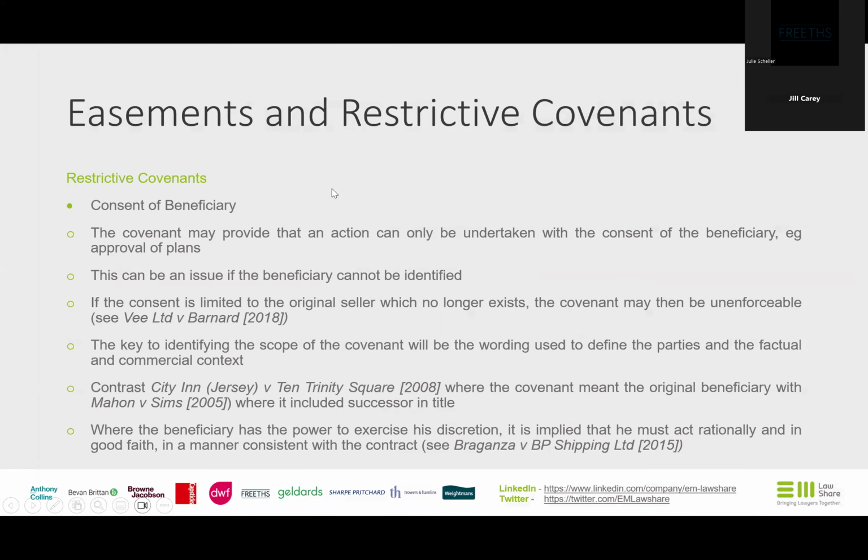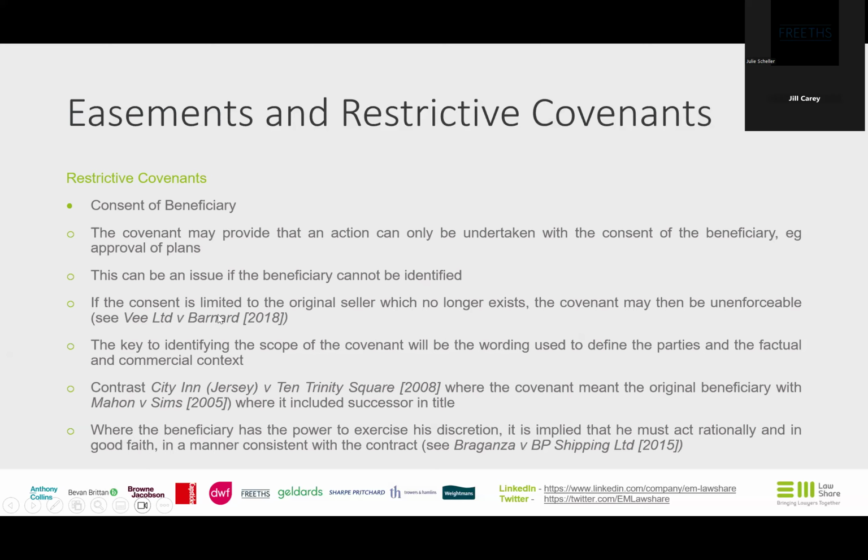You can get the consent of the beneficiary. So if, for example, the covenant says that you won't build unless the beneficiary has approved the plans, if you can get them to approve them, that's great. But if you can't find them, or if there's hundreds of them, then it's not necessarily going to be any use to you. Sometimes covenants will be limited.